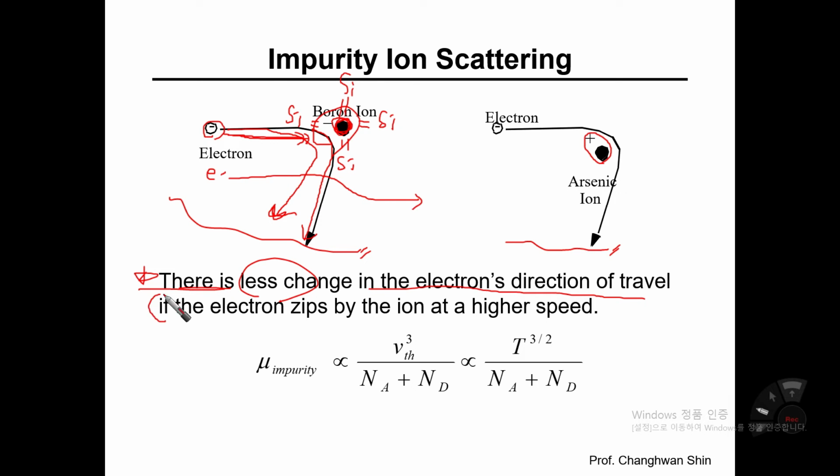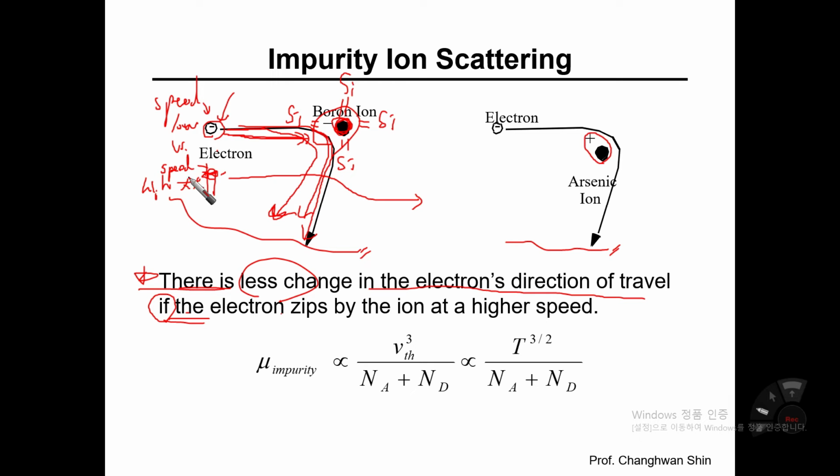When? Here is the condition: when the electron zips by the ion at a higher speed. So if the speed of this electron is very high, compared against the speed of this electron, say this is a low speed, then if the speed of this electron is low enough, this electron's direction of travel is significantly changed.